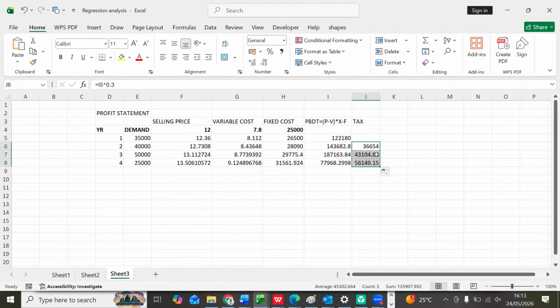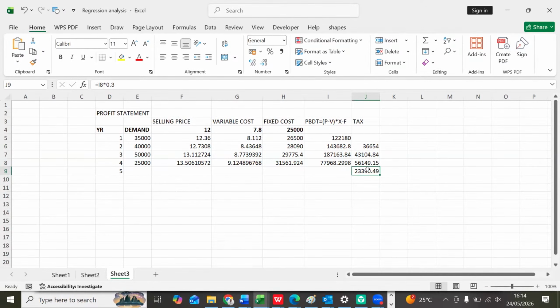So first of all, ladies and gentlemen, in this very case, see how you are able to get your taxes for each year. And if you're keen enough, I've introduced the 5th year. So this is I8 times 0.3. Why am I introducing this 5th year?